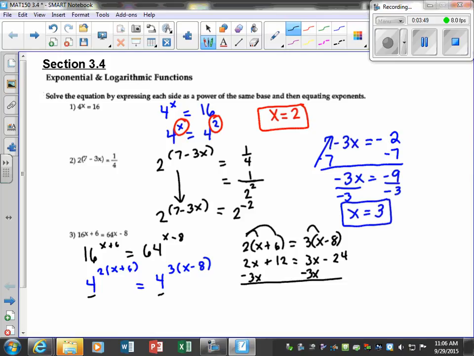You can solve this however you like. This isn't the only way, but I get negative x is equal to negative 36. Divide both sides by negative 1. And I get x is equal to 36.